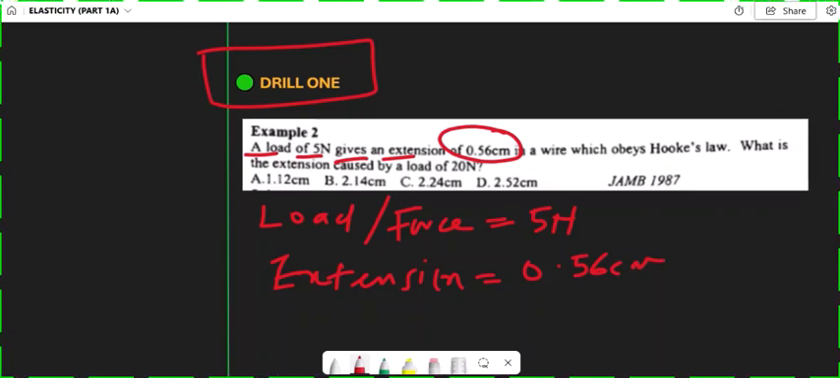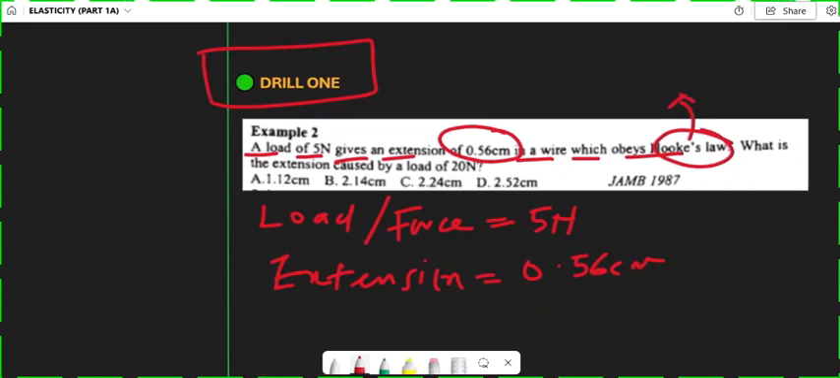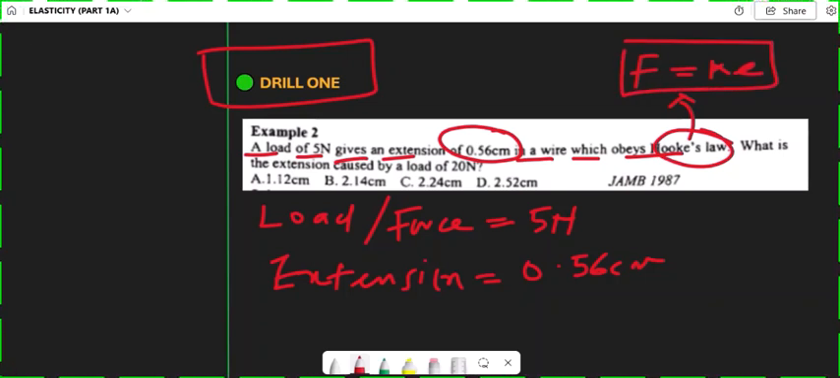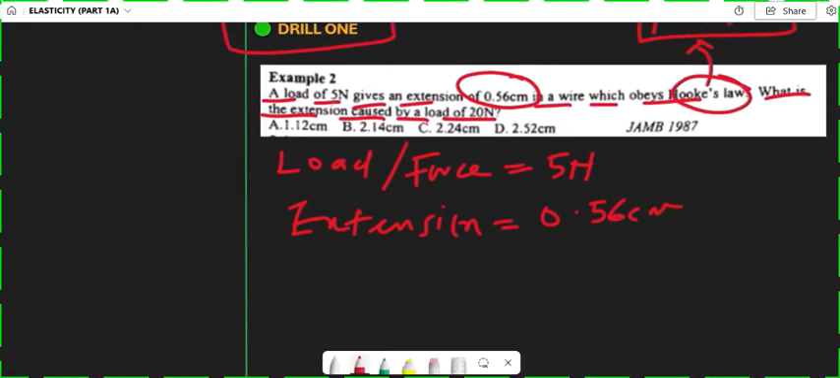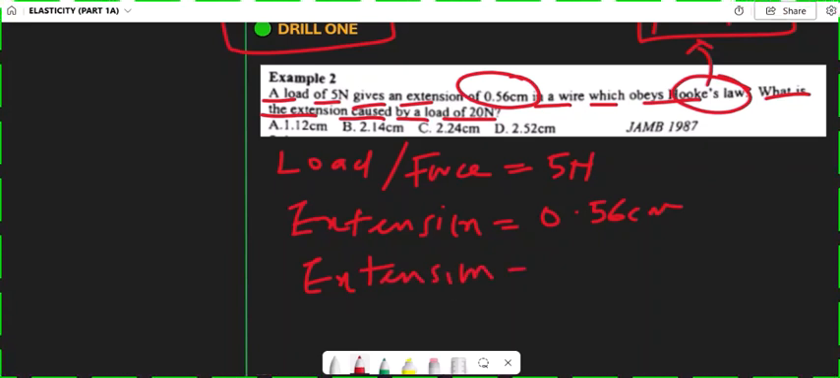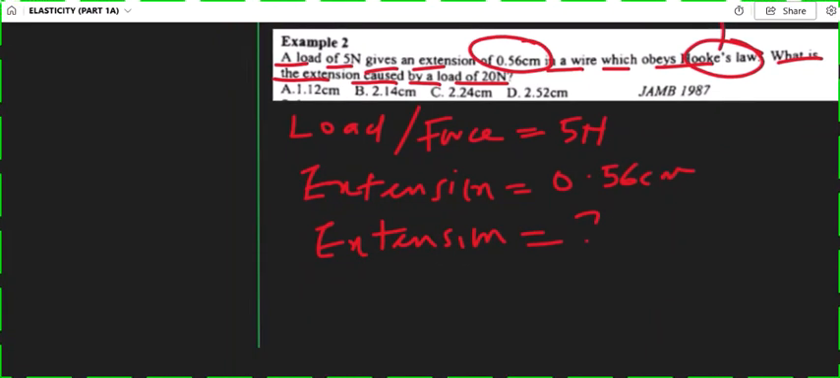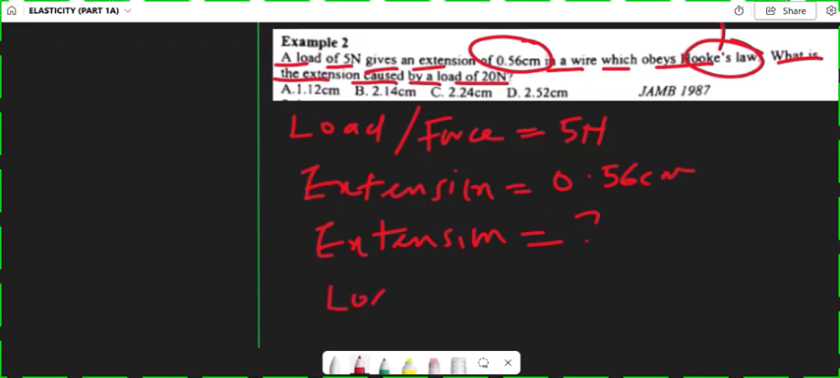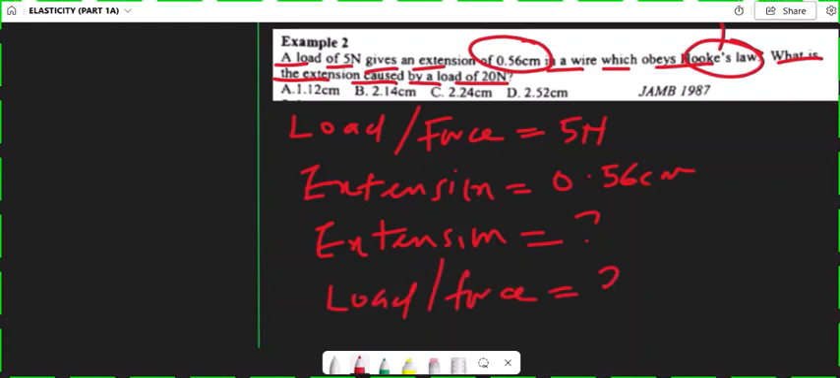The question goes on by saying, in a wire which obeys Hooke's law. So when you hear Hooke's law, they're referring to the one that says your F is equal to your KE. Put that in mind. What is the extension caused by a load of 20 Newton? So you're looking for the extension again, that will be caused if you apply a load of 20 Newton. So that means you have another load. I told you this load is also referred to as a force, and that is 20 Newton.